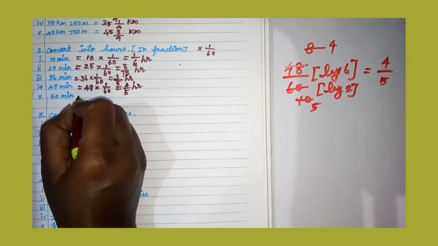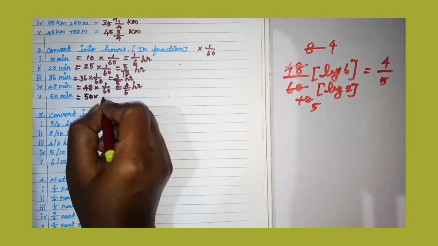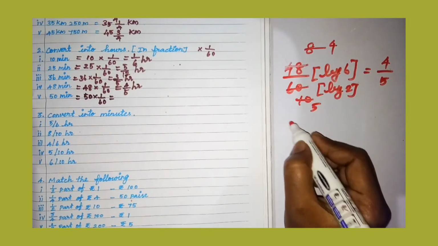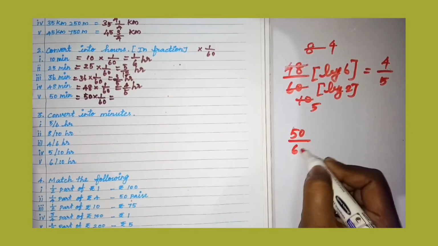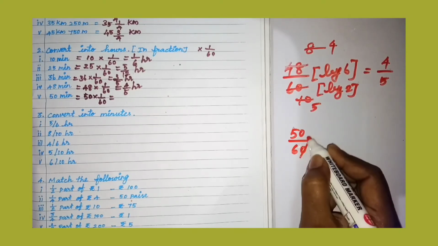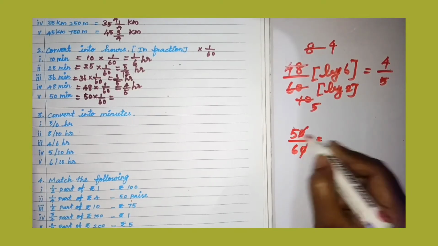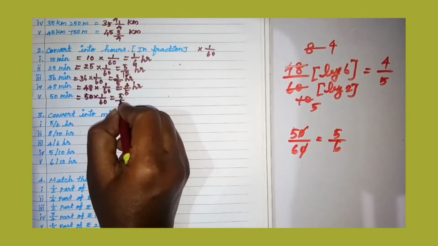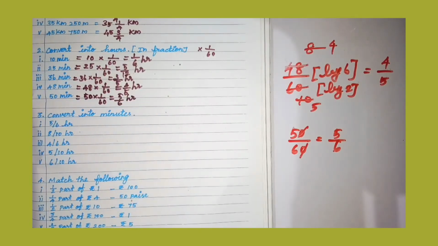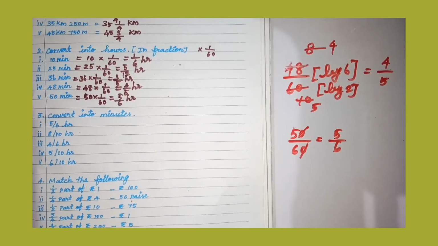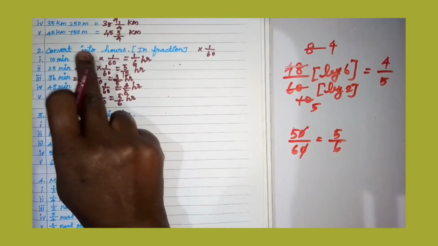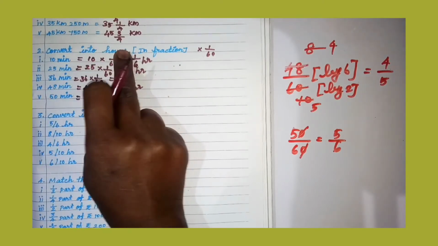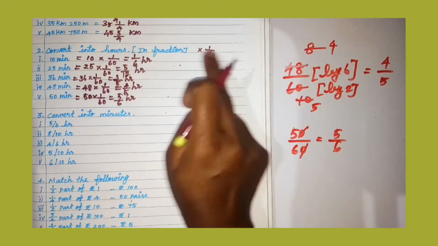Next, 50 minutes. So 50 into 1 by 60, we have to multiply, we get 1 into 50, 50 divided by 60. Now cancel the value 10. So remaining 5 by 6. So the answer is 5 by 6 hour. So we have to convert the values from minutes to hours, multiply 1 by 60, then we get the answer.